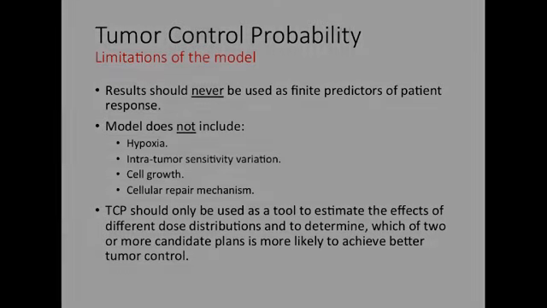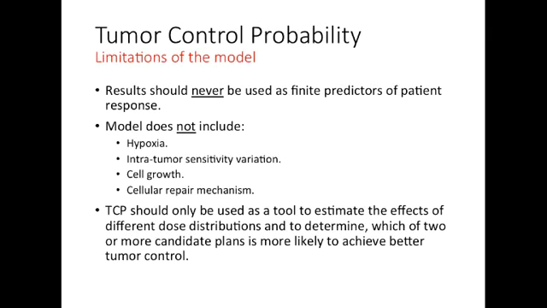So some limitations. These are important caveats. These results shouldn't be used as finite predictors for a patient. I'm pulling this from ICRU 83. There are many things that the model does not include: hypoxia, intertumor sensitivity, clonogen variability, cell growth, cellular repair mechanisms, vascularity, immune responses, many things. So it should only be used as a tool to estimate the effects of different dose distributions and compare them, to see which is more likely to achieve tumor control.